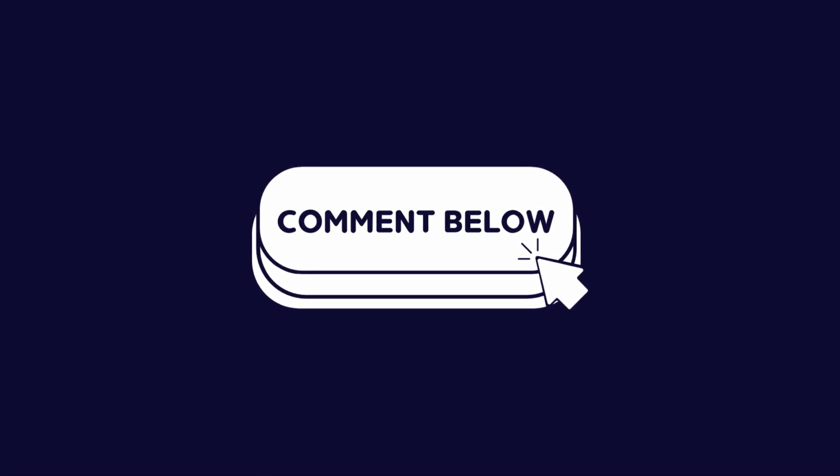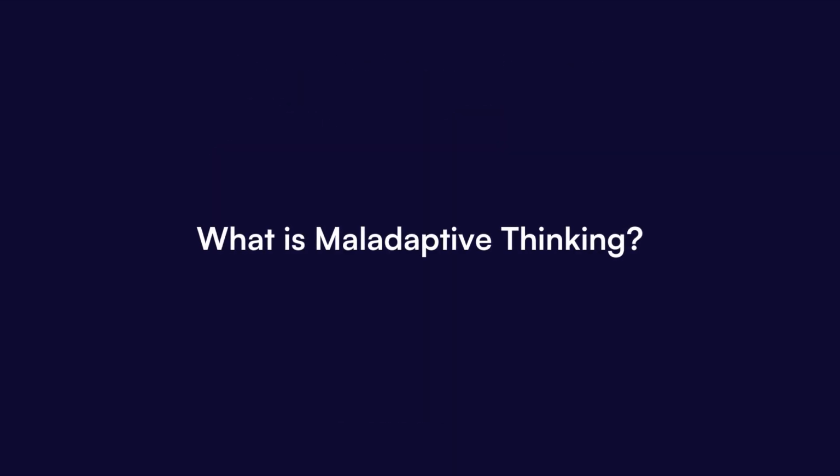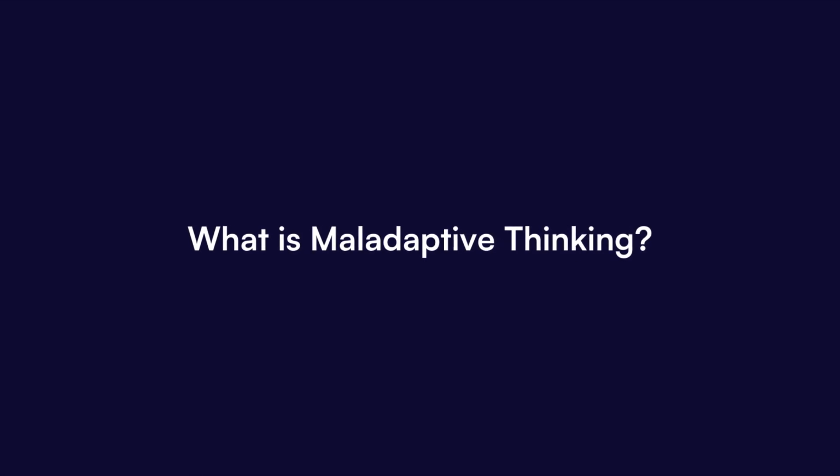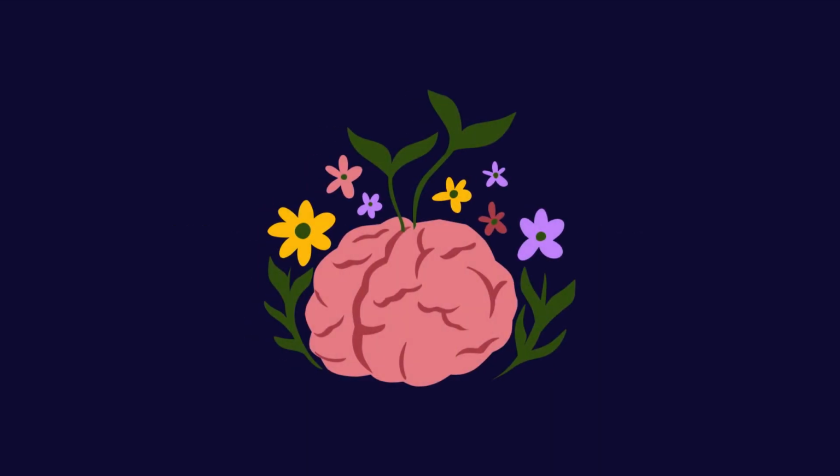Have you ever had a thought where your mind immediately went to the worst case scenario? Make this a consistent pattern, and this becomes maladaptive thinking. Maladaptive thinking refers to unhelpful and inflexible thinking patterns that negatively impact an individual's mood, behavior, and overall well-being.